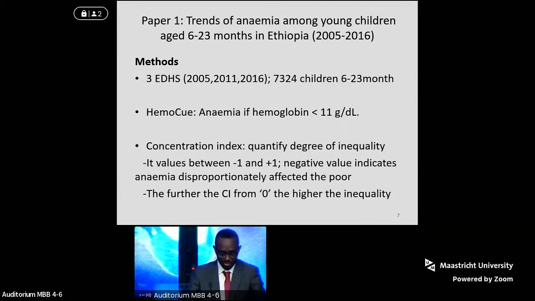We also computed a concentration index to quantify the degree of inequality between the poor and the rich with regard to anemia. This concentration index value ranges between minus one and plus one, the negative value indicating anemia disproportionately affecting the poor. The positive value, on the other hand, describes that anemia disproportionately affects the rich. The further the concentration index is from zero, the higher the inequality.